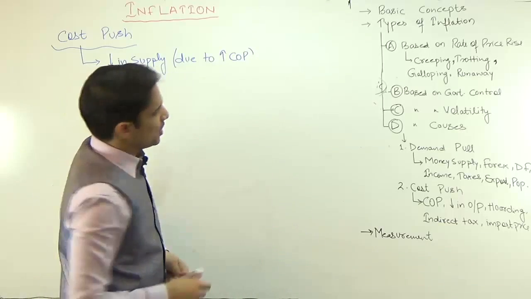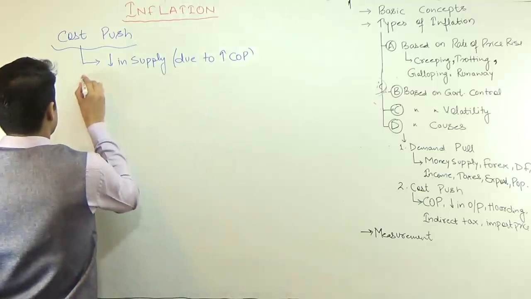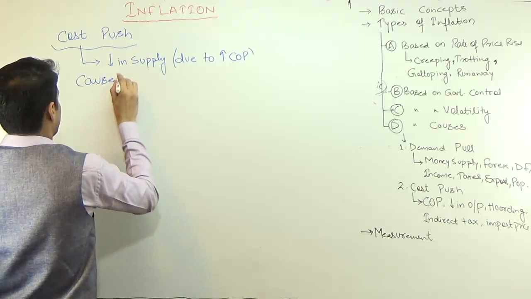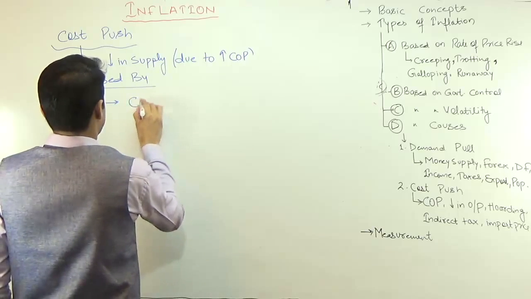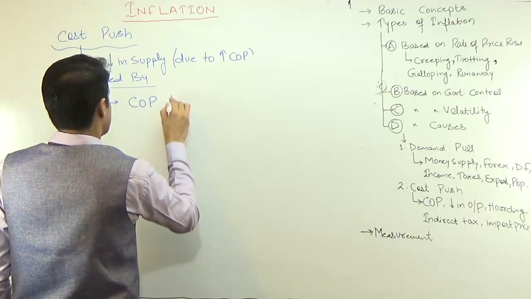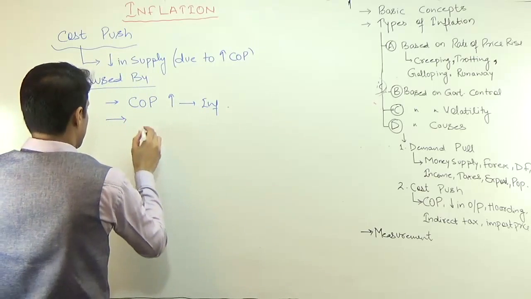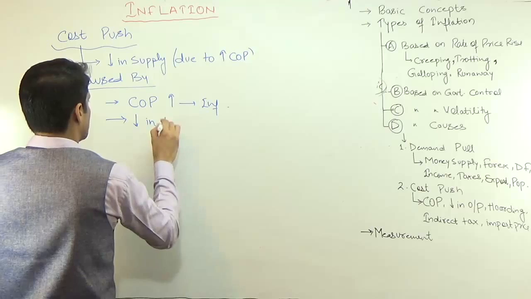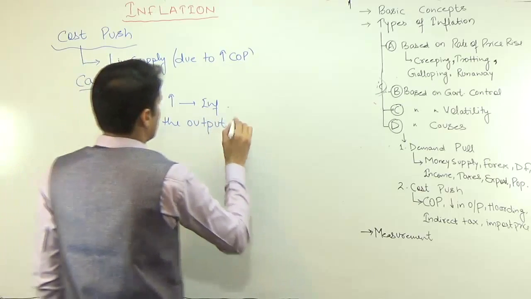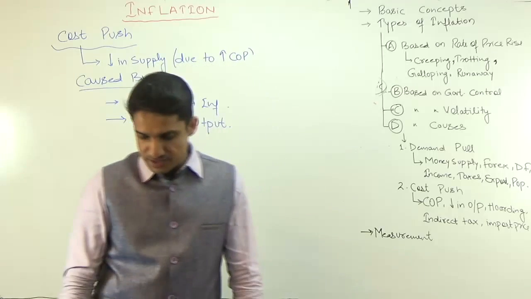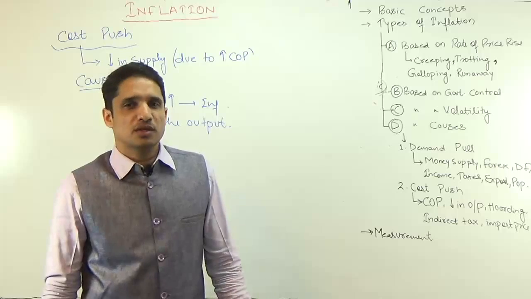Then cost push inflation is caused by which all factors? Cost push inflation is caused by multiple factors. One factor is cost of production. When cost of production increases, it leads to inflation. Then decrease in the output. Suppose one company, earlier the company was producing 50 kg of rice and now this company has decreased their production to only 30 kg of rice.